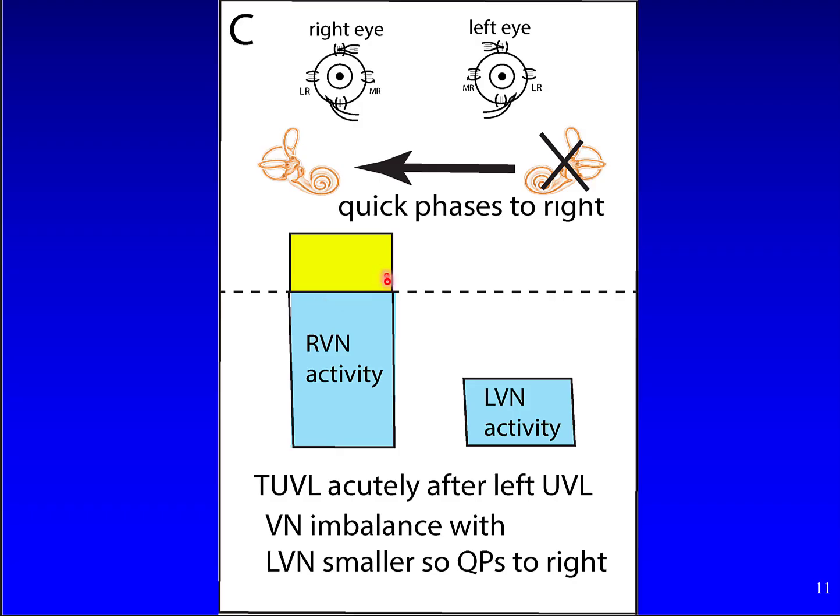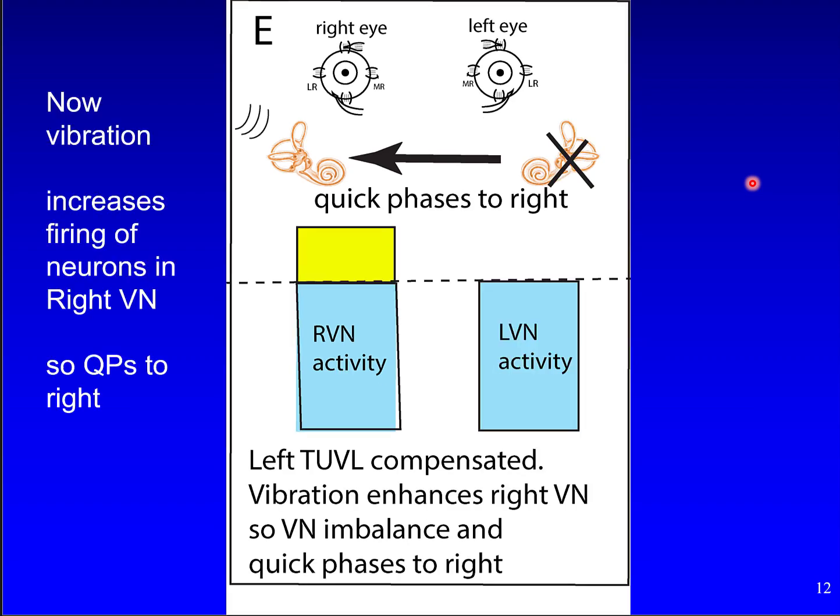However, in someone who's lost one side, an acute unilateral loss, the activity on that side goes down and the activity on the other side goes up. We showed that many years ago. And you finish up with quick phases away from the lesioned ear. This is for a simple unilateral loss. That imbalance is generating these quick phases away from the affected ear.